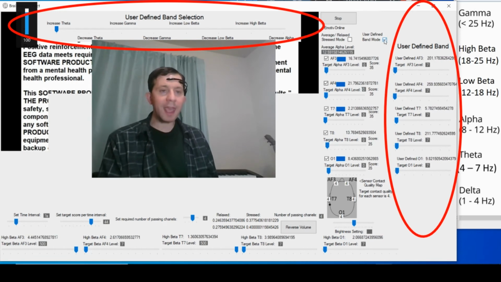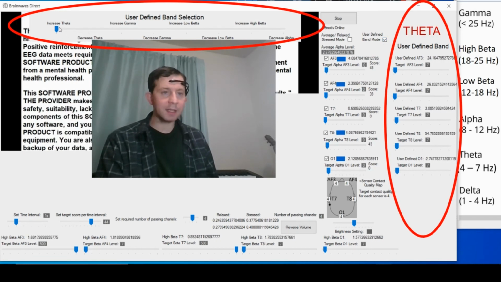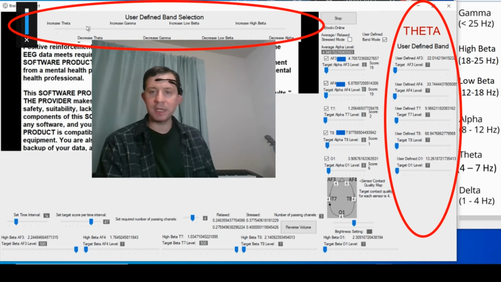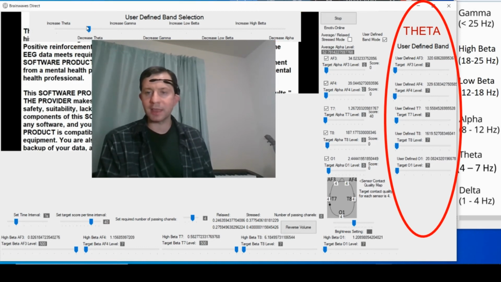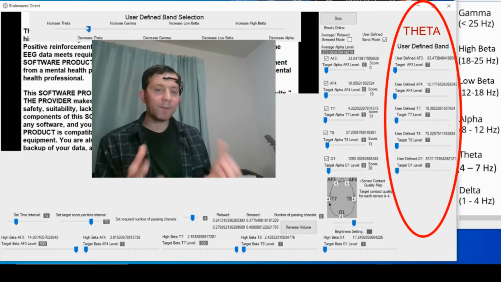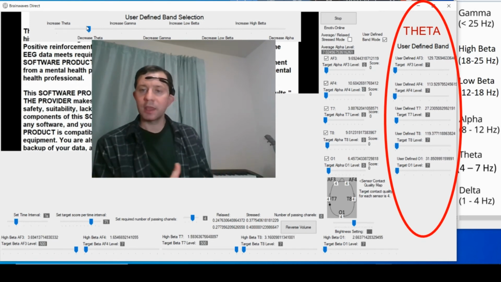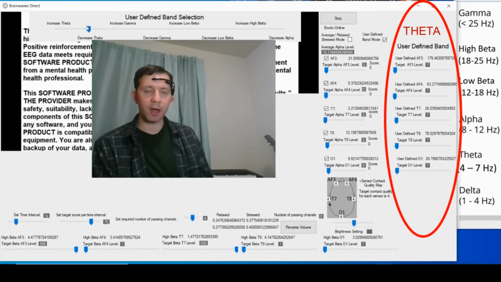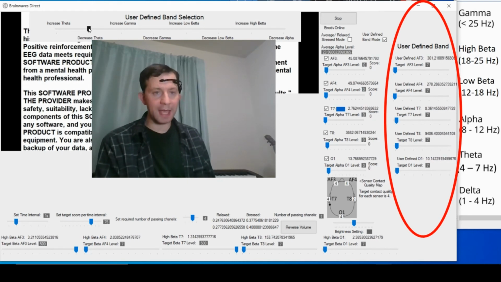So theta, obviously, for me, it would be good to decrease theta, because if you look at my theta readings, a lot of times they're significantly high. And like I said, I found ways to work around it, but my difficulty paying attention is due to the high theta readings.